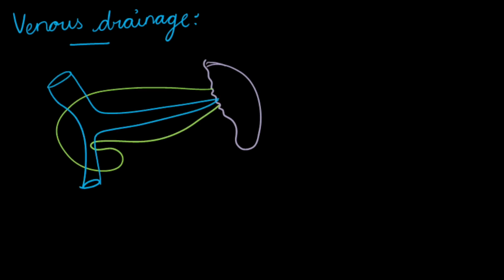In one of our previous videos, we had discussed the formation of portal vein and also the portal vein in detail. So this portal vein is formed by the joining of superior mesenteric vein and the splenic vein. So splenic vein forms the major venous drainage of the spleen here.